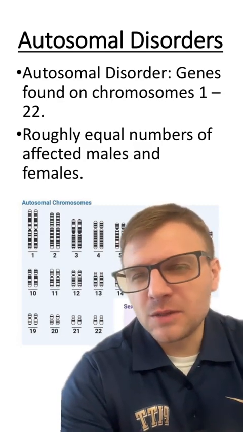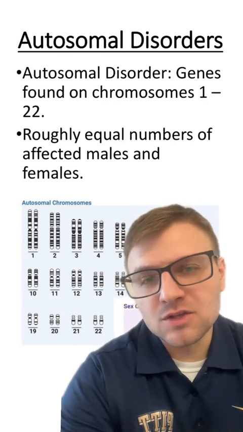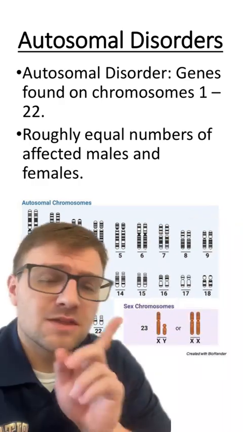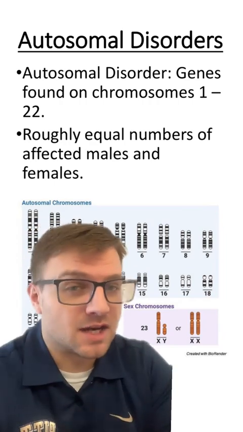Let's talk about the difference between autosomal dominant and recessive disorders. Remember that autosomal means chromosomes 1 through 22. These chromosomes don't determine the sex of an individual. The last pair, the 23rd pair, do. Typically, males are XY and females are XX.